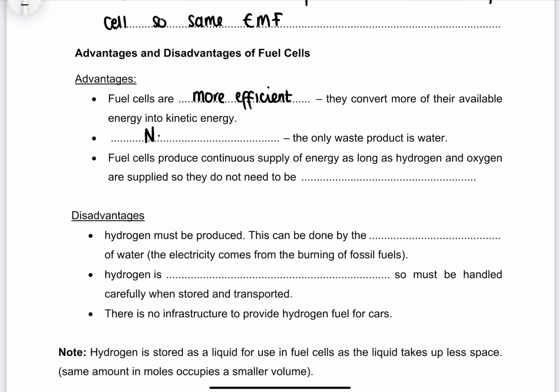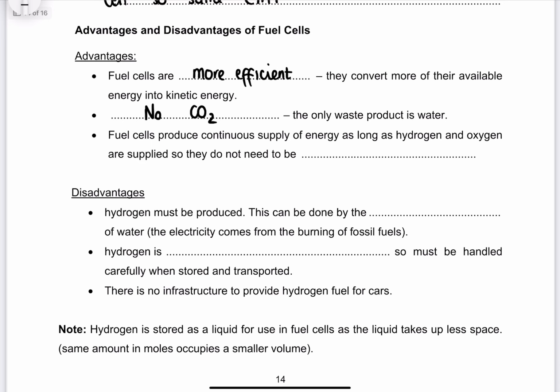They don't produce CO2. They only produce water, so they don't contribute to global warming in the same way. Fuel cells produce continuous supply of energy as long as you keep supplying them with fuel, so they do not need to be recharged. It's an advantage.